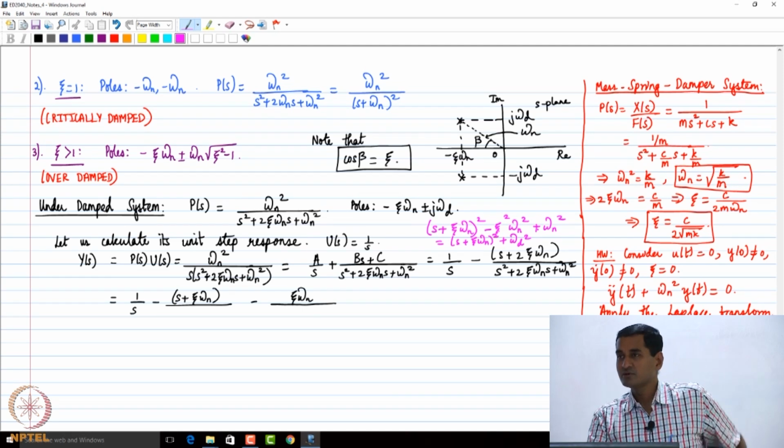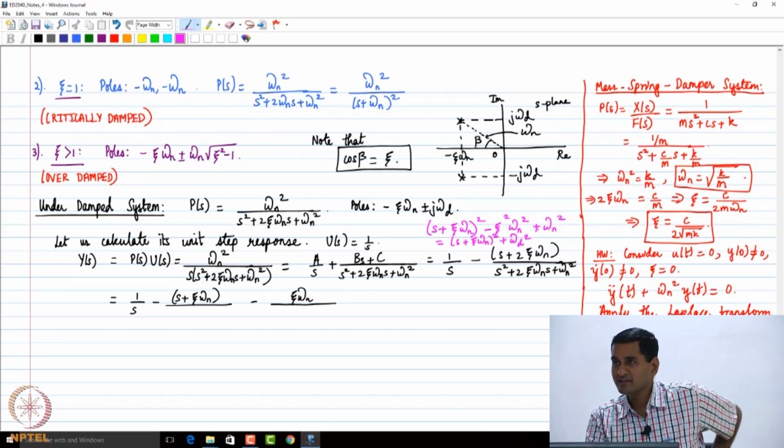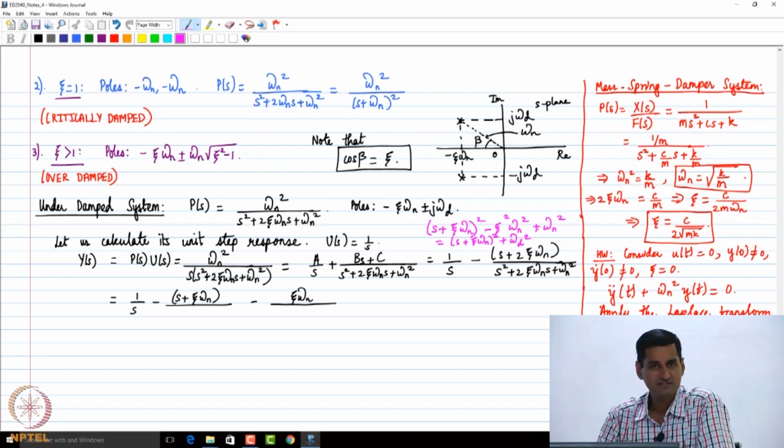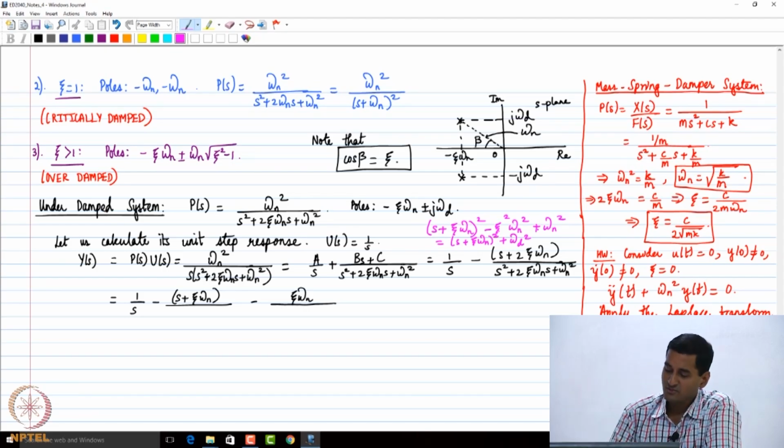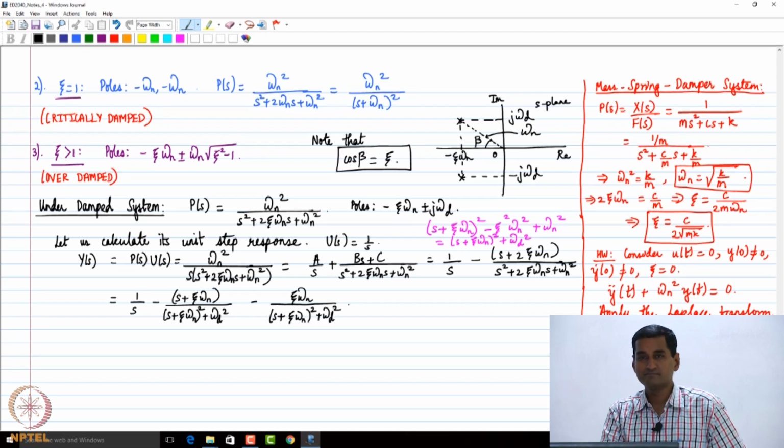I think we discussed all these points, right? How to do sum of squares. I am just doing it. Previously it was with numbers, now it is just with some symbols. That is all the difference. So what we have here in the denominator would be s plus zeta omega n whole square plus omega d square. Now we are all set, right?